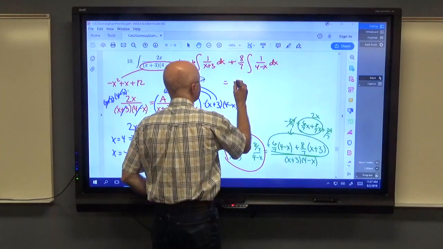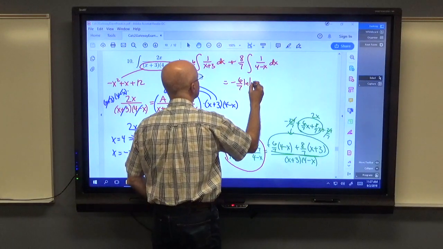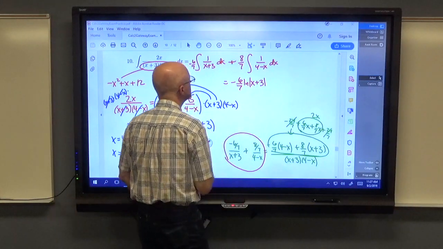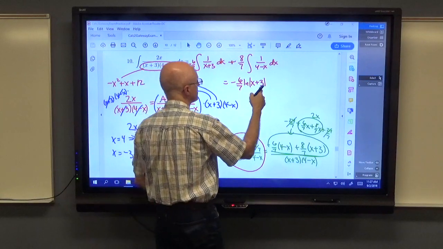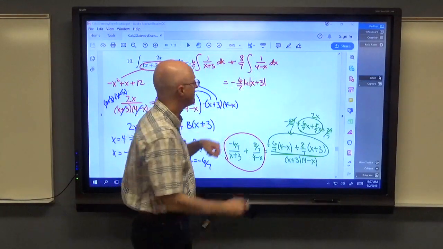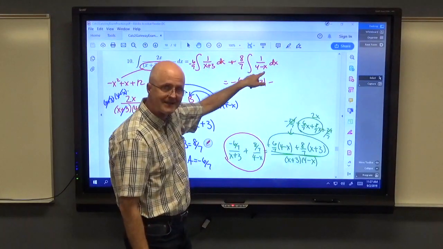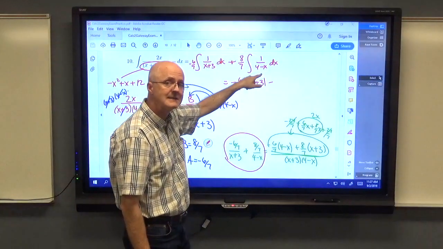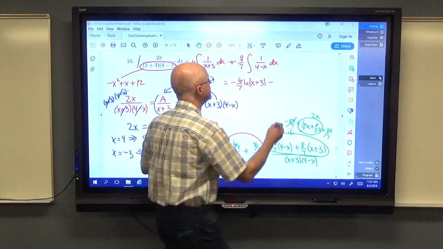If you do so, and don't forget absolute value signs in this situation, because we want the domain of the answer to be the same as the domain of the original, you're going to get negative 6/7 natural log of the absolute value of x plus 3. With the second one, though, because of the minus sign there, you're going to get a minus sign here. If you do let u equal 4 minus x, then du will be negative dx. Get a negative sign. That's a common place people make a mistake.